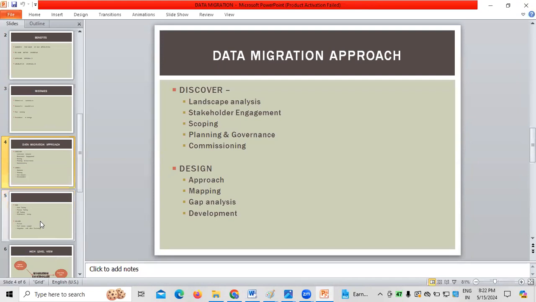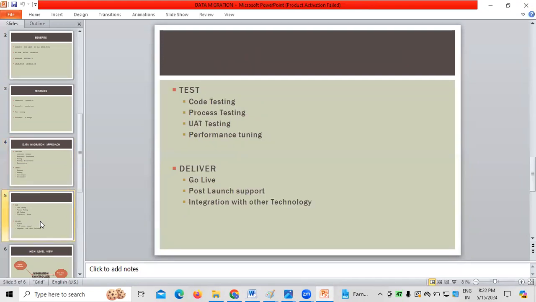Once the design phase is done, the next is testing. You know about the testing part, right? Testing means coding will be tested first. Once the coding test is completed, next we go for process testing, and different testing processes like user acceptance testing and performance tuning. All these things will be done under the testing part.